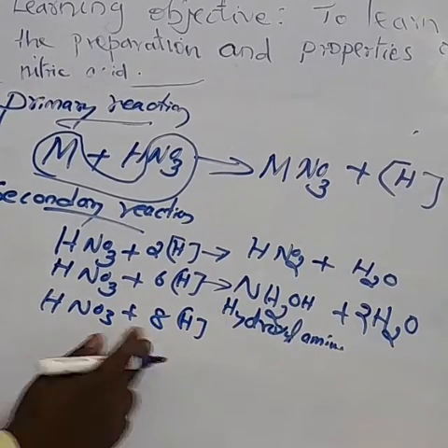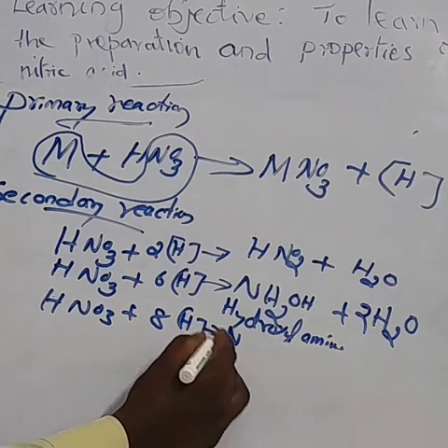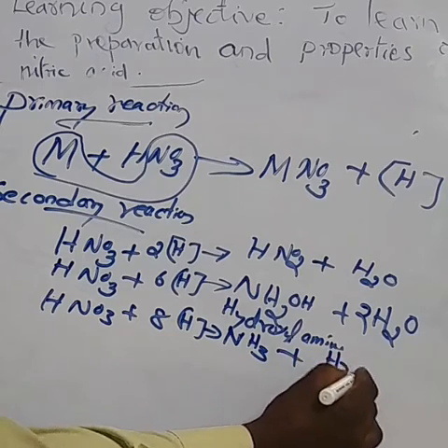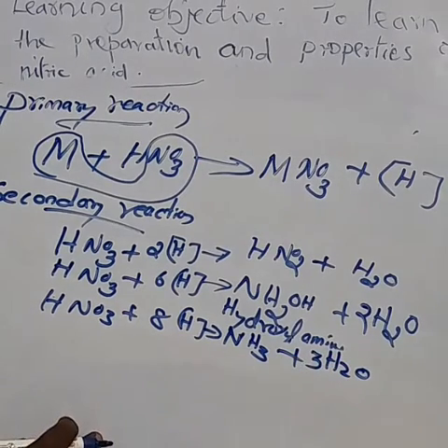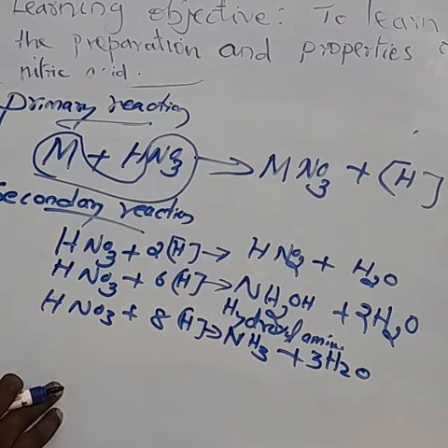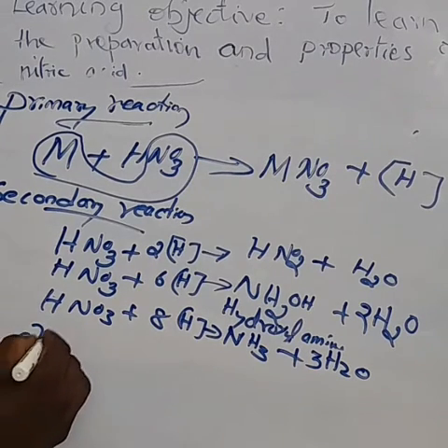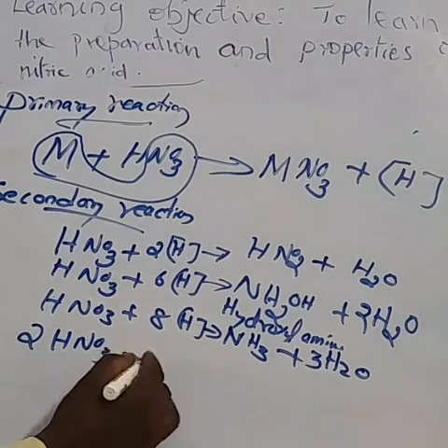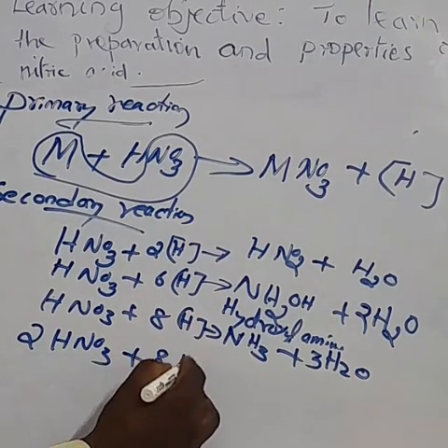We get ammonia. What is the formula for ammonia? NH3 plus water. That is 3 molecules of water. Okay. How can we balance the equation? Is it balanced now? Balanced. Next, about 2 molecules of nitric acid. Here we are taking 2 molecules of nitric acid, with that same 8 nascent hydrogen.